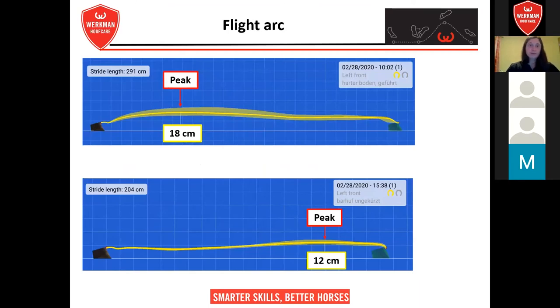So for example, you see two cases. This is just to show you how individual the flight arc can be. Two sound horses walking on a straight line on firm ground in a trot. You see the peak in the first case is quite early, and in the second case it's quite late. This depends on the horse, on the conformation, on the motor learning, on training, maybe on the use. So many factors influence the shape of the flight arc.